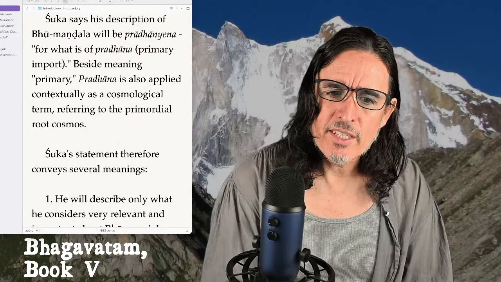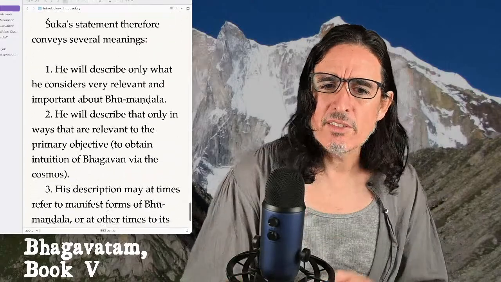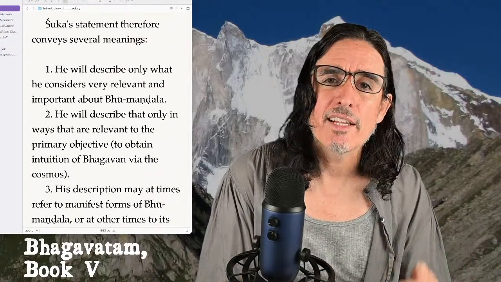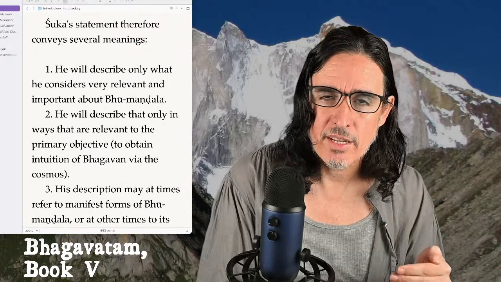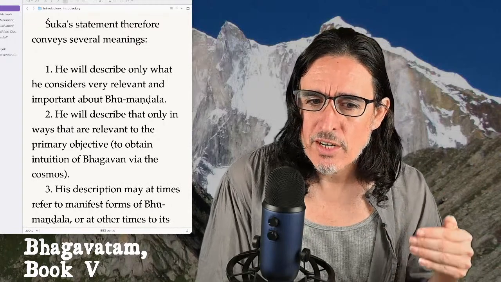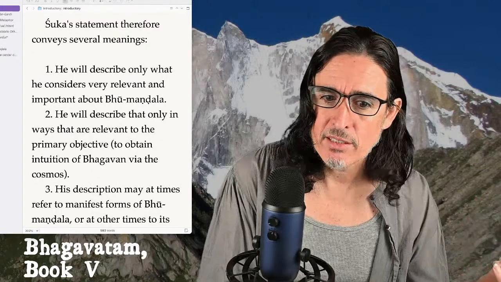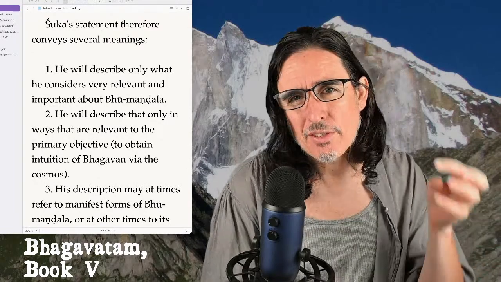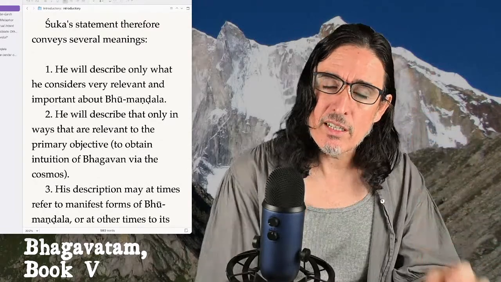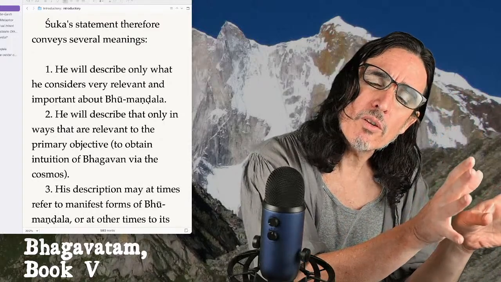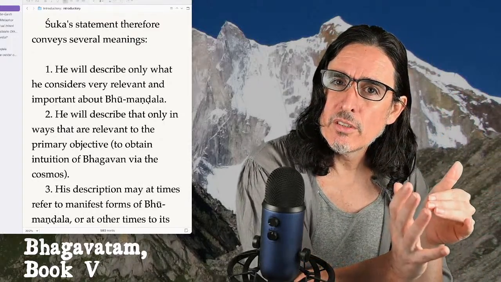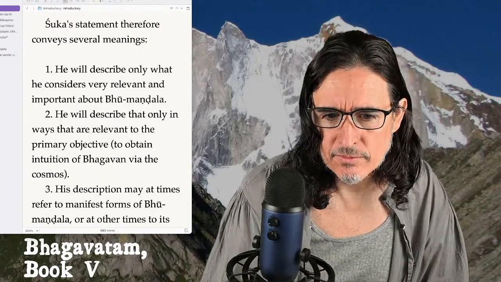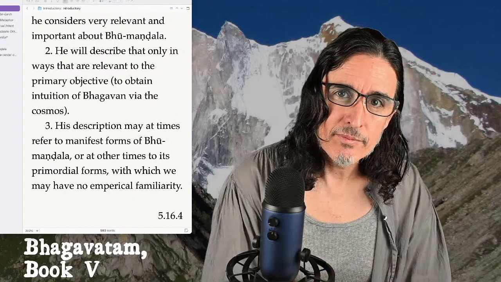Shuka's statement therefore conveys several meanings. One, he will describe only what he considers very relevant and important about Bhumandala. He can't describe everything or describe it from every angle. Two, he will describe that only in ways that are relevant to the primary objective, which is to obtain intuition of Bhagavan via the cosmos. And three, his description maybe talks about Bhumandala and how it's evolved now, or maybe talks about it in some previous evolute or some primal stage of it. Or he may talk about it in its theoretical shape. That's what is meant by pradhanyena.